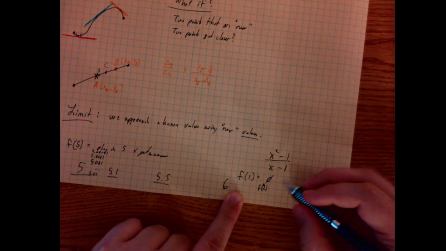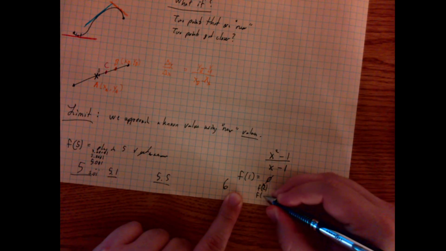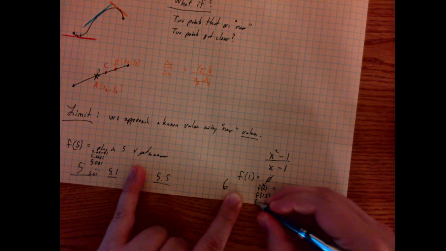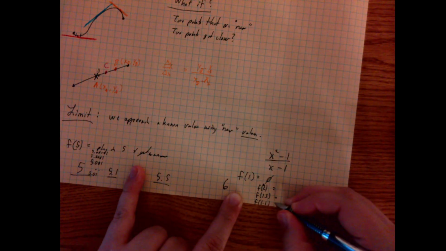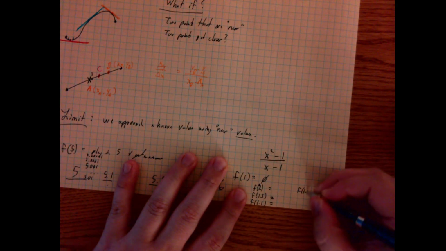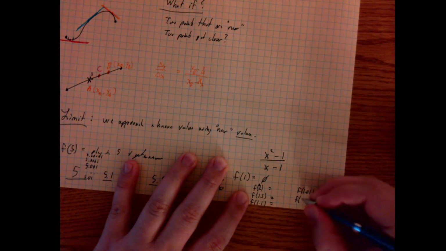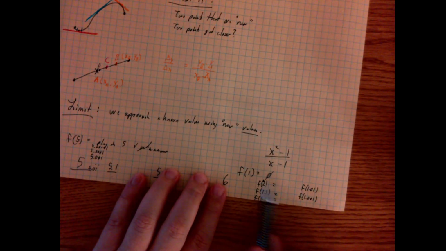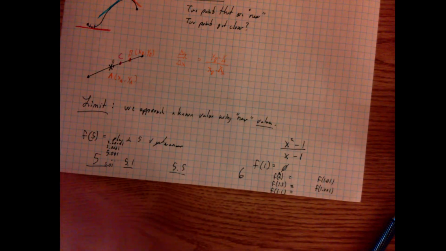You will get a number. If you then plug in f of 1.5, you will get another number. F of 1.1, you will get a number. F of 1.01, f of 1.001. Each one of these numbers gets closer and closer to 1 without actually being 1. Let's grab our calculator.